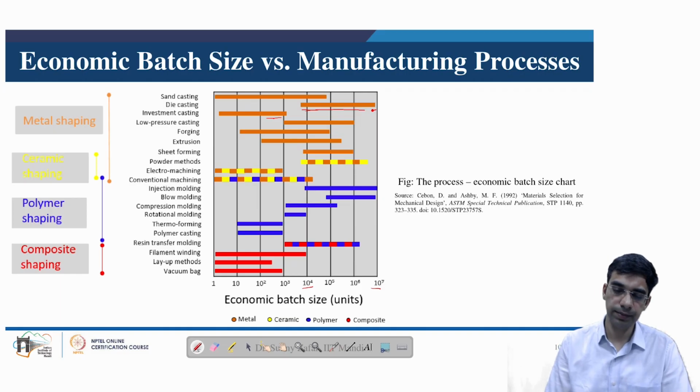Similarly, all the other manufacturing processes with the respective materials are mapped and shown in this slide, where we can appreciate that some processes are good for small numbers of parts. For example, all these polymer composite based processes like filament winding, layup methods, vacuum bagging, they produce few parts given all the arrangement needed to make one part. And certain metal based or polymer based processes like injection molding and blow molding are able to produce a large number of parts in an economic batch size.